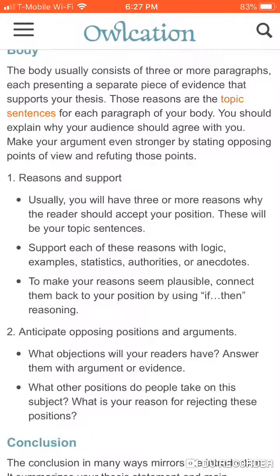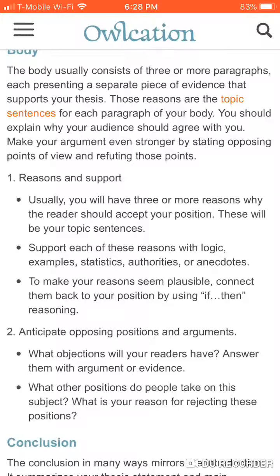Anticipating opposing positions in the argument. What objections will your readers have? Answer them with argument or evidence. What other positions do people take on this subject? What is your reason for rejecting these positions?